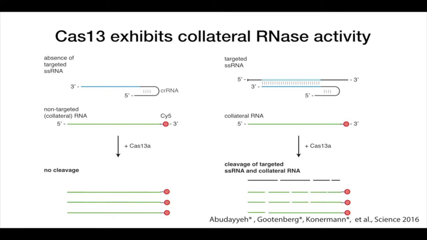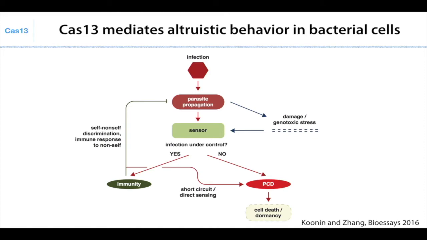So what does this all mean in the context of the bacterial immune system? So we think that in addition to providing the standard form of immunity, which is that when you have an infection, it got into the bacteria, and then the Cas13 acting as a sensor recognizes this infection, and then immunity will destroy that virus, cleave the RNA, circumvent replication of the virus.